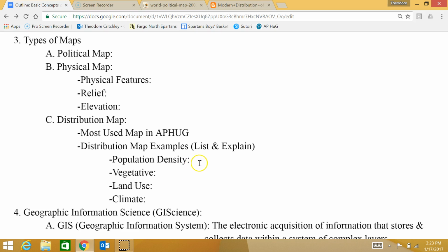So population density, again, reviewing these really quickly, is the number of people within a given area. Vegetative shows the amount and the type of plant life within a given area. Land use illustrates the economic activity within a given area. And then, of course, climate shows the usual temperature and precipitation patterns within a given area. That's what climate is, the usual temperature and precipitation patterns within an area. So this is what we're looking at when we're looking at maps, you guys.